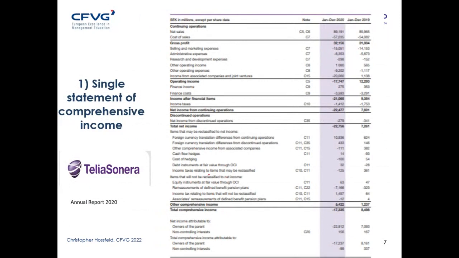However, here's another example of a Swedish telecom operator, TeliaSonera. And they use the one-statement approach because everything is on one page. So here we see the profit out of the traditional income statement, which is here. And then we add OCI, which is here. And then we take the two together and I have total comprehensive income. So this would be the so-called single statement approach. Everything is on one page.